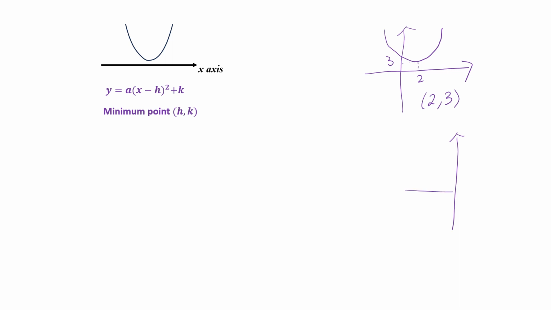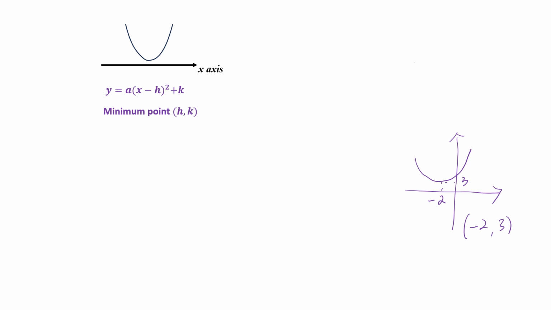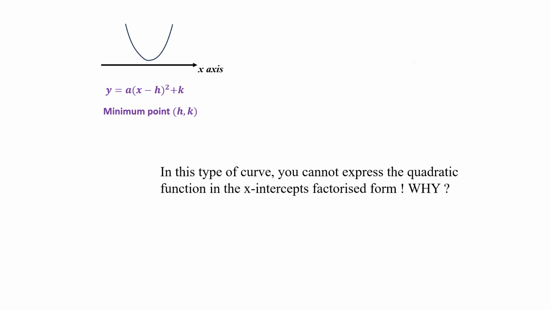Or your curve could go this way. In this case, your x coordinate will be negative 2, but your y coordinate will always be a positive value. It will be a value that's more than 0. Right, so there's a question for you to ponder. Hang on, let me erase all this. The question to ponder is, in this type of curve, you cannot express the quadratic function in the x-intercept factorized form. Why is that so?